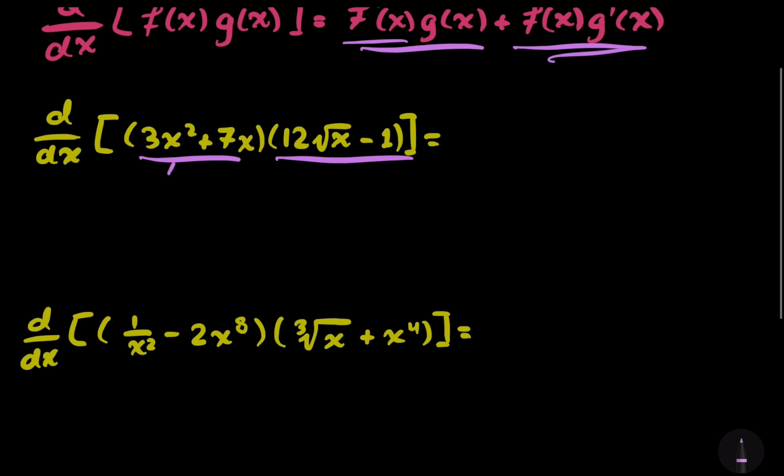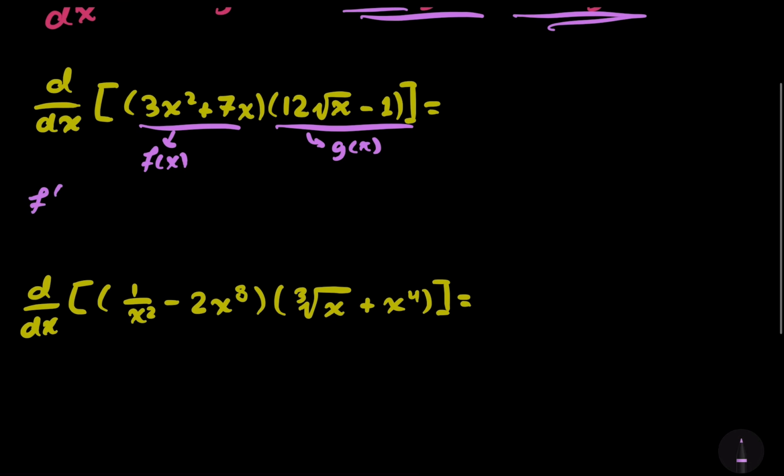So if we consider this to be our f of x right over here, and this to be our g of x, then what would f prime of x be? As you recall from the power rule, we would look at the exponent of our different terms and take that down as our coefficient. So 2 times 3 is 6, and then we would take x to the 2 minus 1, right? We decrement the exponent. 2 minus 1 is just 1, so this is just going to be 6x.